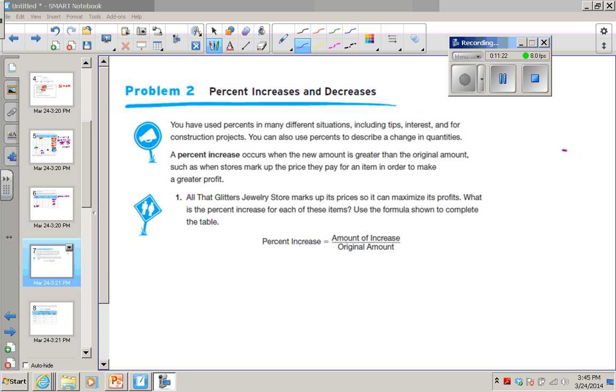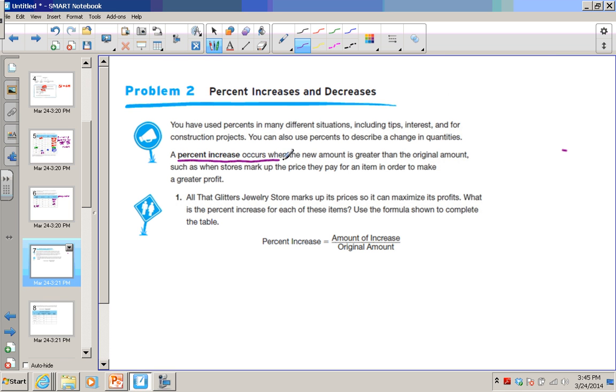So problem 2 is about percent increases and decreases. You've used percents in many different situations, including tips, interest, and for construction projects. You can also use percents to describe a change in quantities. A percent increase occurs when the new amount is greater than the original amount. Think about the word increase. It's getting higher. So if the new amount is greater than the original amount, then that's what a percent increase is.